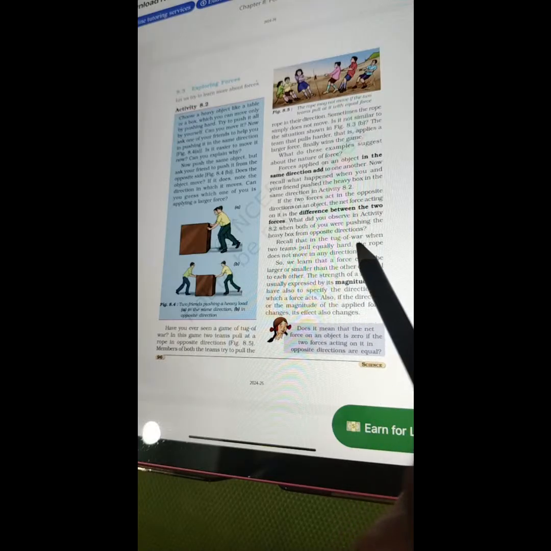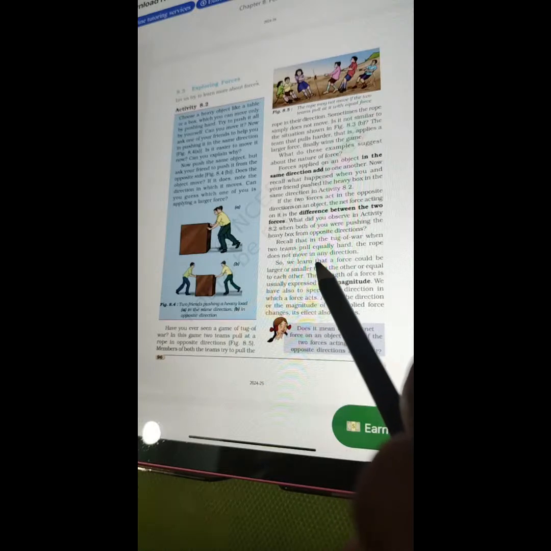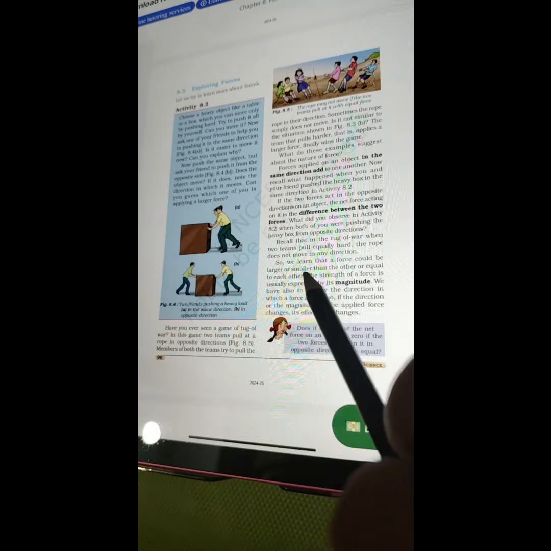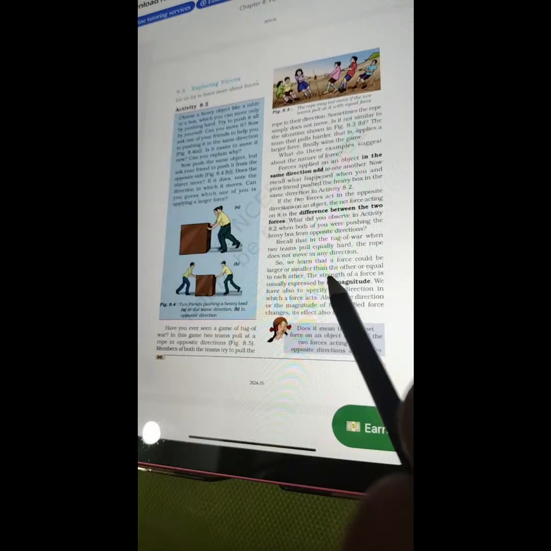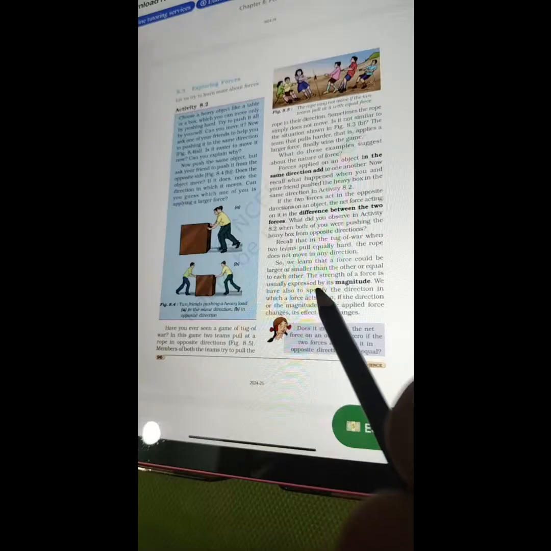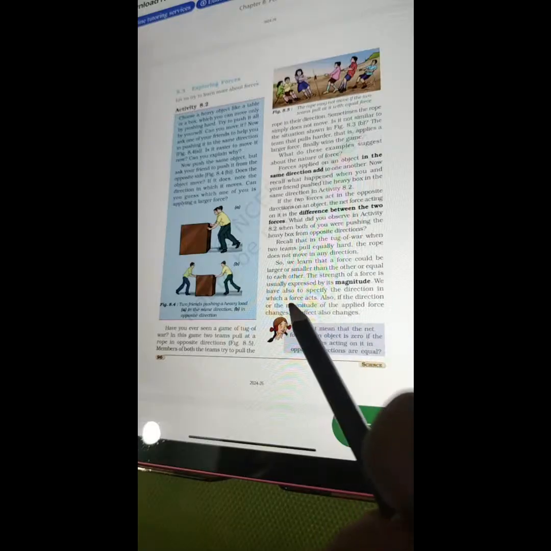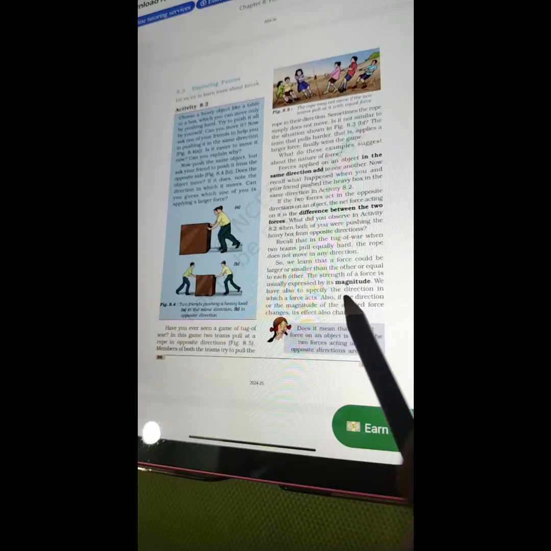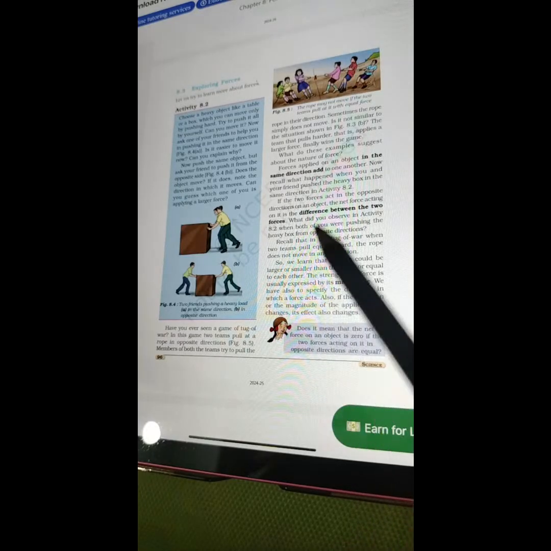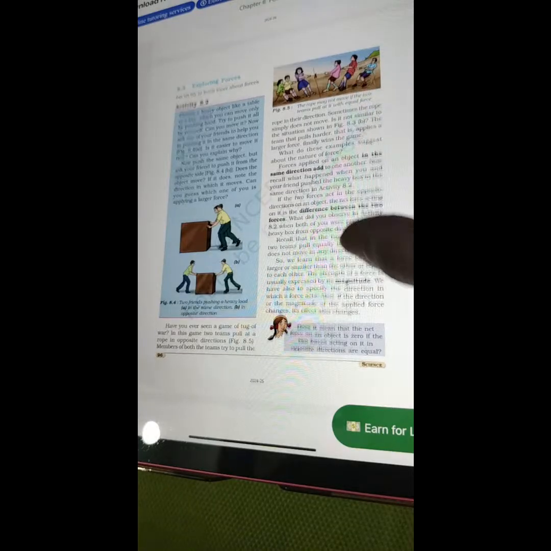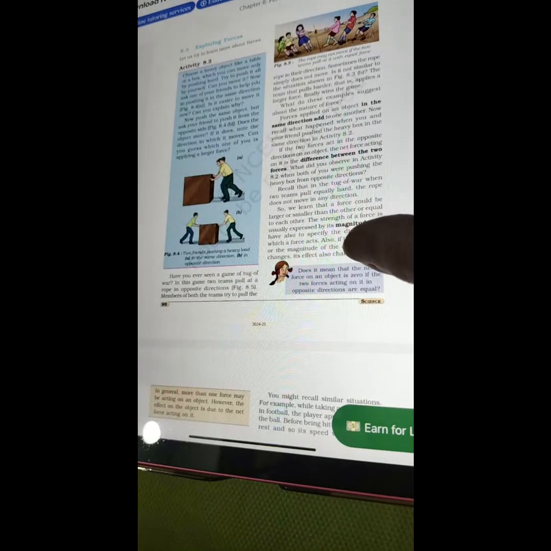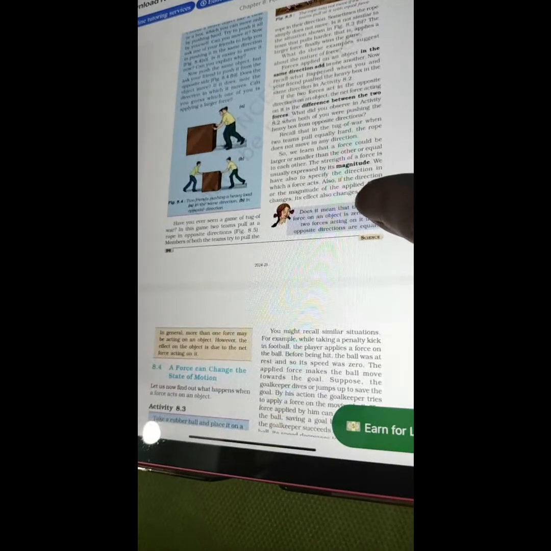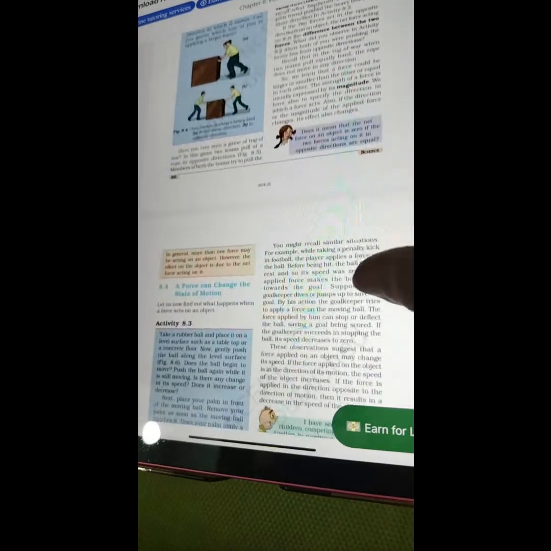What did you observe in activity 8.2 when both of you were pushing the heavy box from opposite directions? Recall that in the tug of war, when two teams pull equally hard, the rope does not move in any direction. So, we learn that a force could be larger or smaller than the other or equal to each other. The strength of a force is usually expressed by its magnitude. We also have to specify the direction in which a force acts. Also, if the direction or the magnitude of the applied force changes, its effect also changes. Does it mean that the net force on an object is zero if the two forces acting on it in opposite directions are equal?